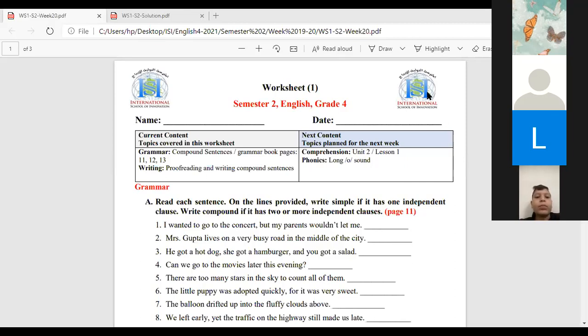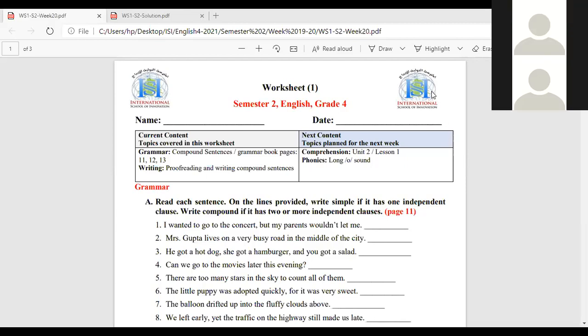Let's take a student. Who wants to answer? Number 3, Mira. Yes, miss. He got a hot dog. She got a hamburger, and you got a salad. Simple or compound? Simple.